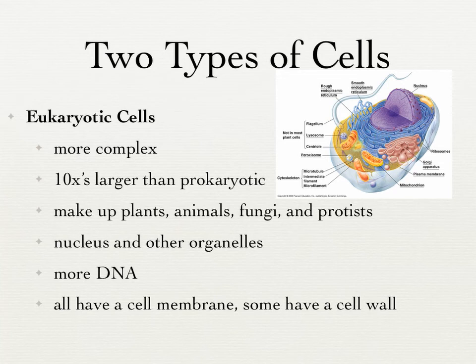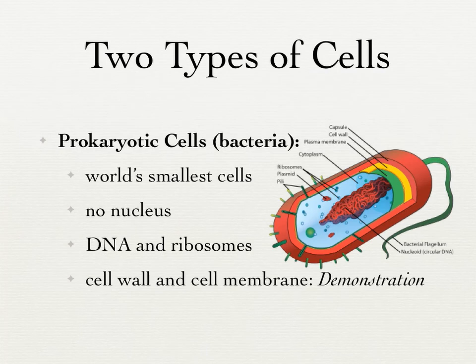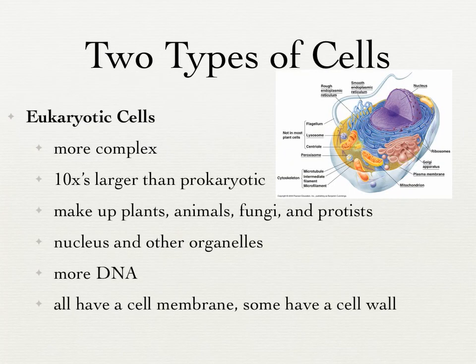And it has a nucleus and other organelles, and it also has DNA, but it has more DNA than the bacteria cells or the prokaryotic cells that we saw before. All types of eukaryotic cells have a cell membrane, and some even have a cell wall. For example, plants have a cell wall, whereas animal cells don't.